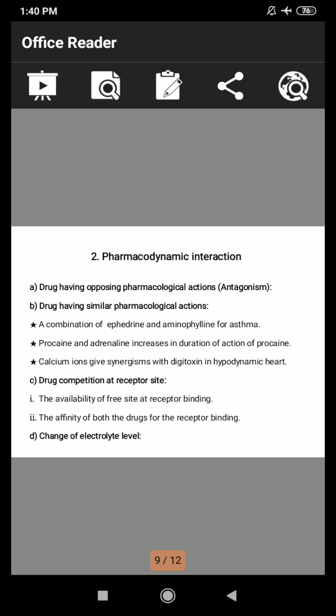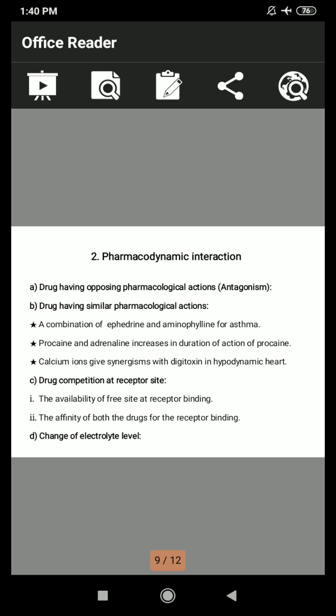For example, the combination of ephedrine and aminophylline for asthma. Then procaine and adrenaline increases the duration of action of procaine. Then calcium ions give synergism with digitoxin in hyperdynamic heart.